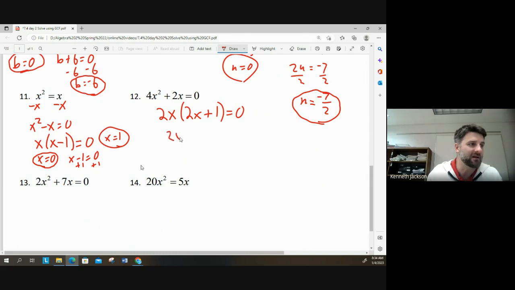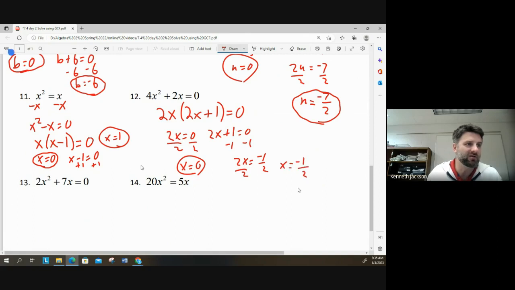Once I have it factored, I can set up two equations. Both of them equal to 0. On my first equation, to get rid of a times 2, I can divide. And on my second equation, I need to start by subtracting 1 and dividing by 2. And again, you're going to end up with two answers, negative 1/2 and 0.